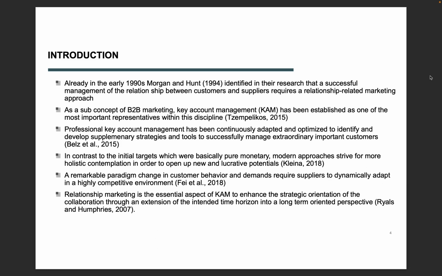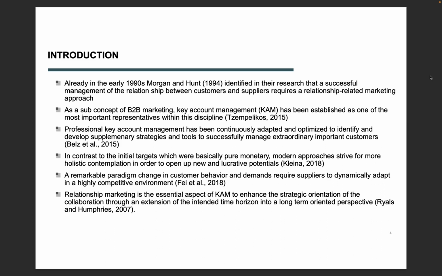On the other hand, a professional key account management has been adapted continuously during its development, and supplementary strategies and tools were developed. The idea is always to manage extraordinarily important customers. In initial times of key account management, the targets were purely monetary, so number of sales, etc. However, modern approaches are striving for a more holistic contemplation.